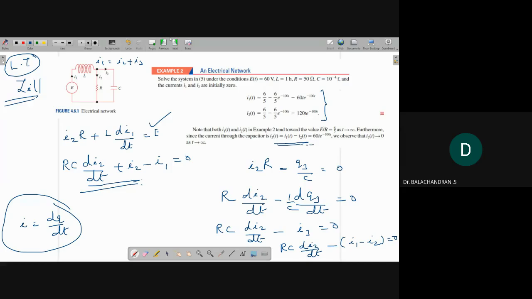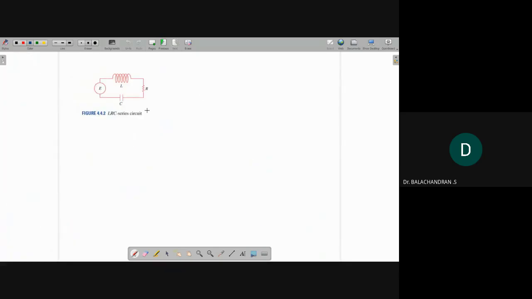Okay. Now the next problem. Just I gave the circuit. What is the equation? This is the last problem.